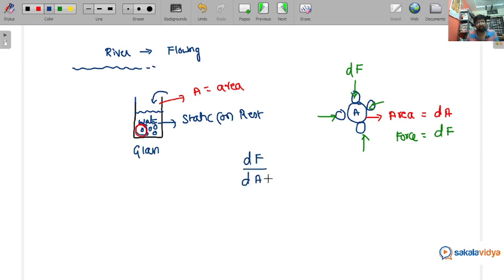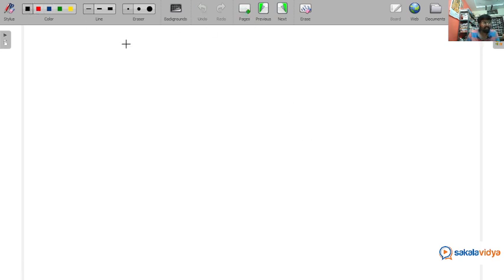So this dF by dA is called the intensity of pressure, or simply we call it pressure. So my dear students, dP is equal to dF by dA. Change in force by change in area is nothing but intensity of pressure. This is very, very important.